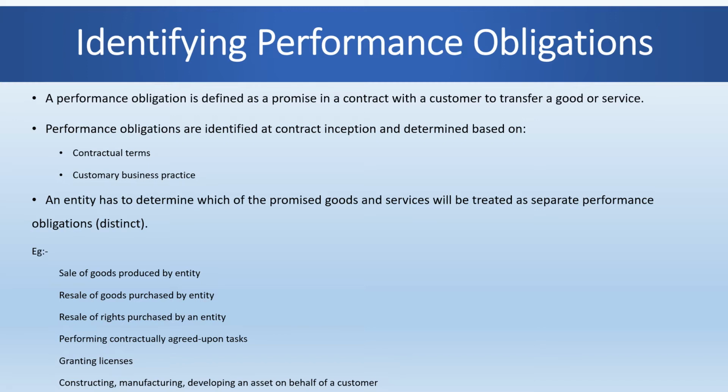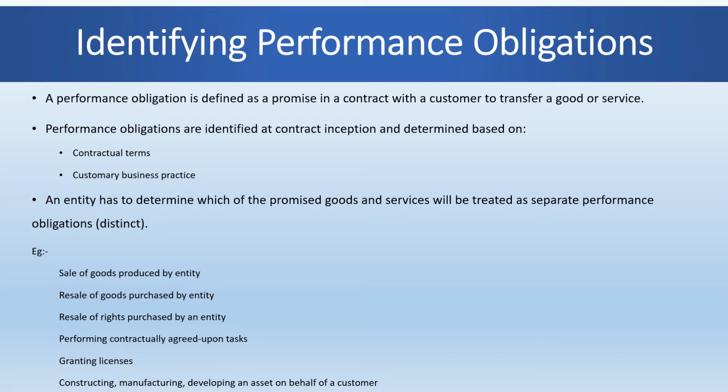Examples: sale of goods produced by an entity, resale of goods purchased by an entity, resale of rights purchased by an entity, performing a contractually agreed upon task, granting a license, constructing, manufacturing, or developing an asset on behalf of a customer.